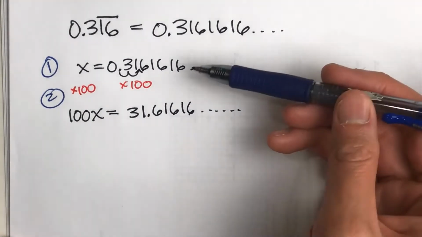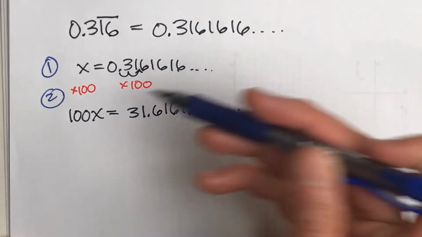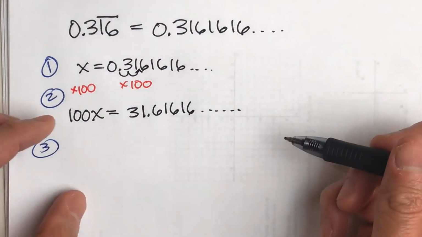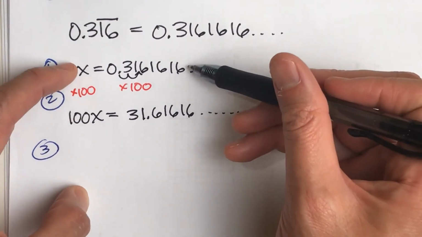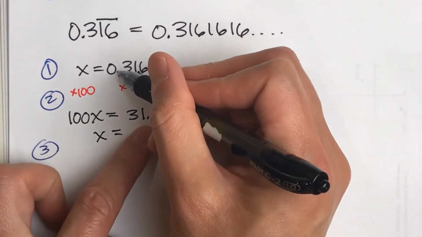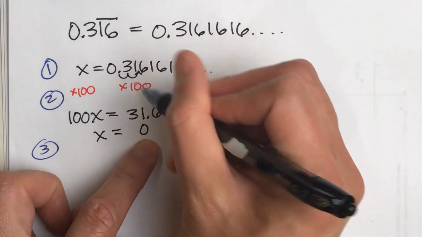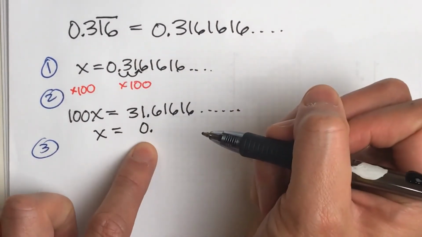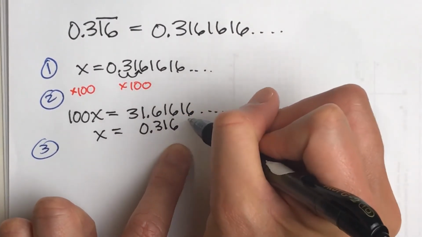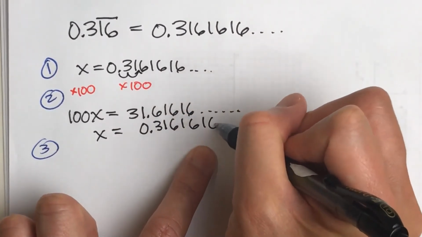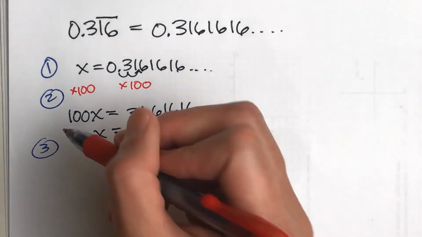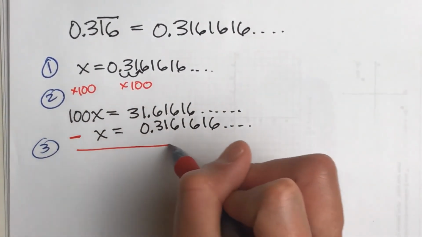Now we have 2 equations here. Step 3, we're going to subtract the 2 equations. So here's one equation. I'm going to take the original equation and put it underneath it. x equals 0. And notice I'm going to line up that decimal point with the other one. 0.3161616... All right, and now we can subtract the 2 equations.